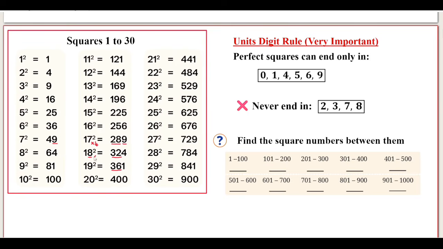8 into 4. Okay, 8 fours are 32. The unit digit should be ending with 4. Okay, why? Because 8 square is ending with 4. So unit digit is 4. 9 square. Okay, unit digit is 1. Okay, 9 into 4, 36.